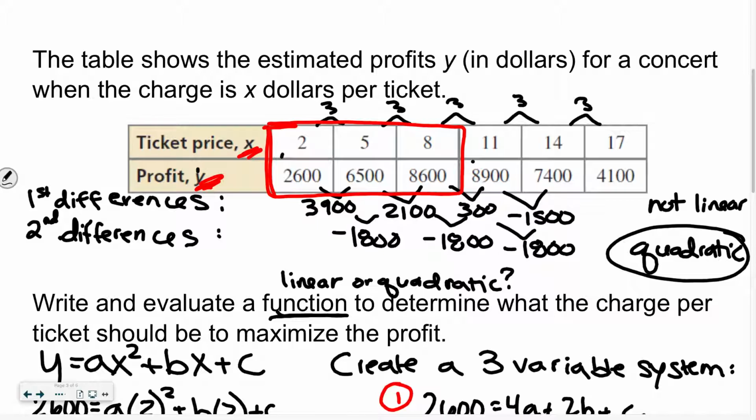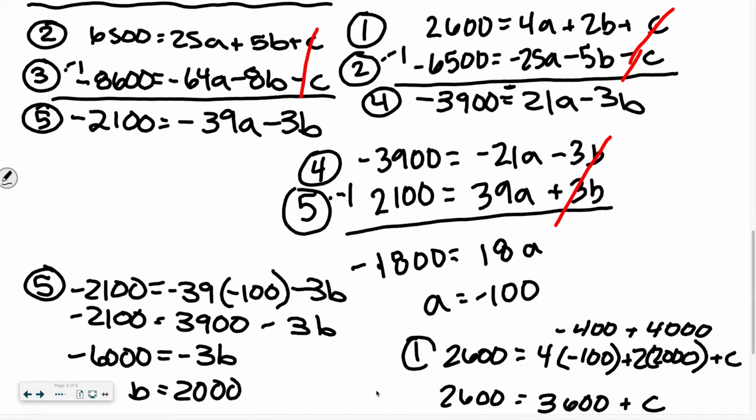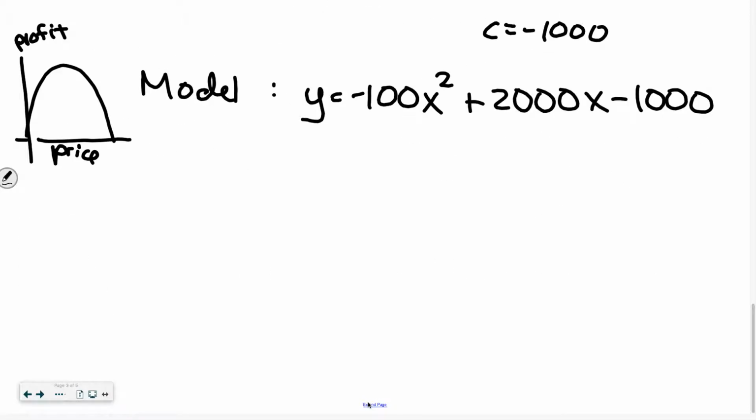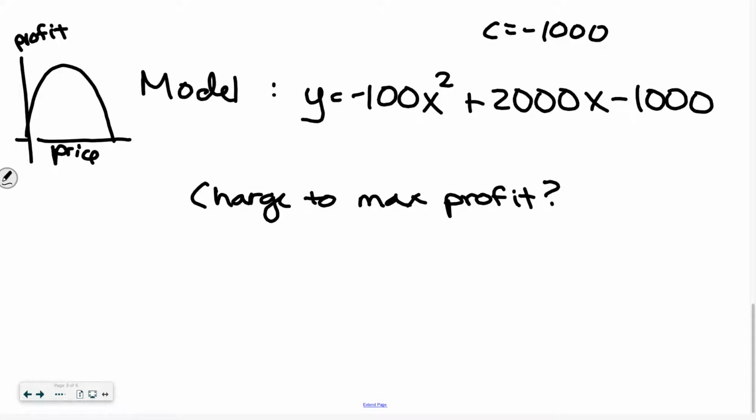Okay. Now notice that this asks a follow-up question. What charge should you use to maximize profit? So if you have your model, how would you figure out the charge to maximize profit? Find the vertex. Now, here's the thing that you'll always have to think about. Which part of the vertex do you want? The price, which is the x, or the profit value? You really just want to know the price, right?